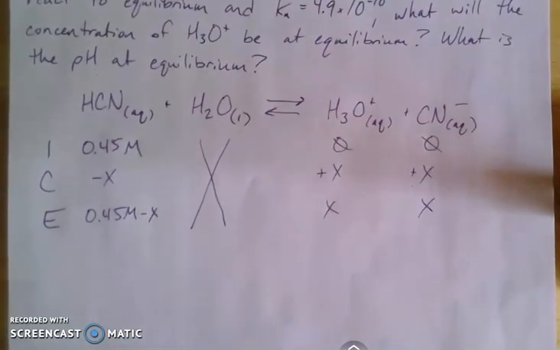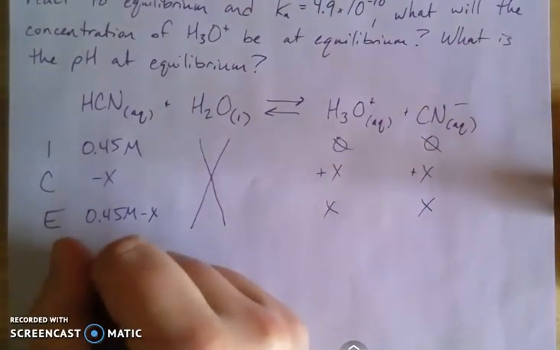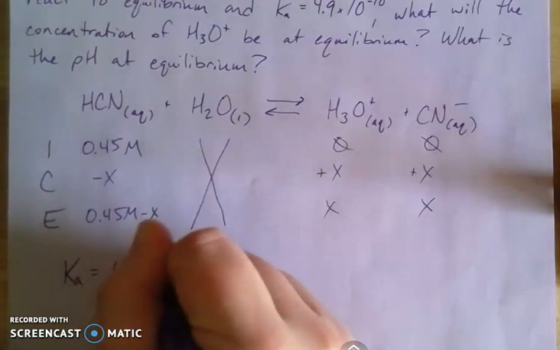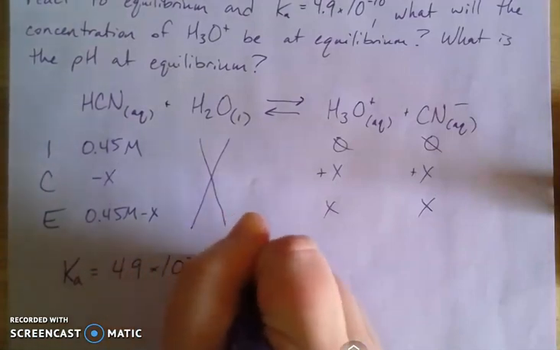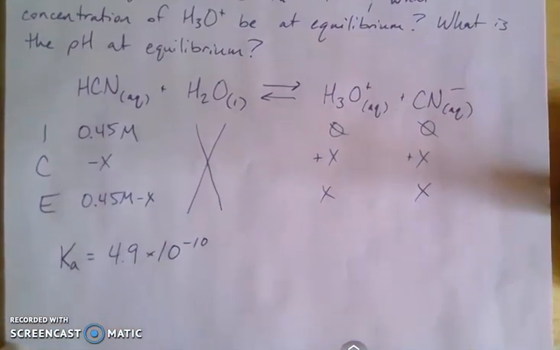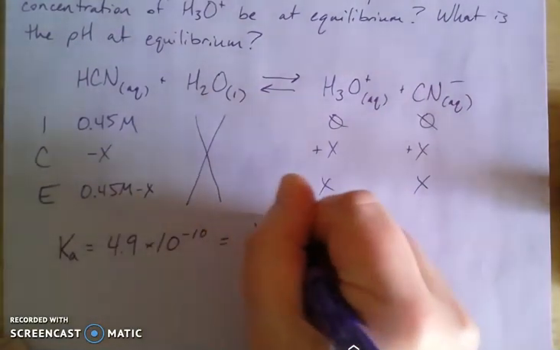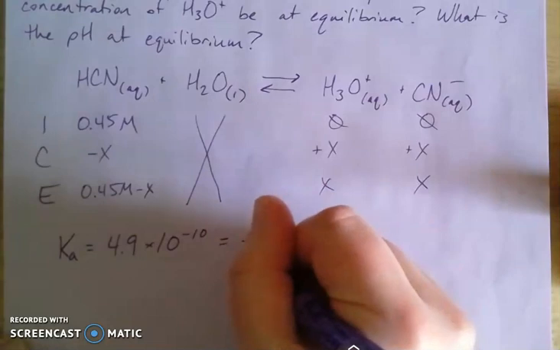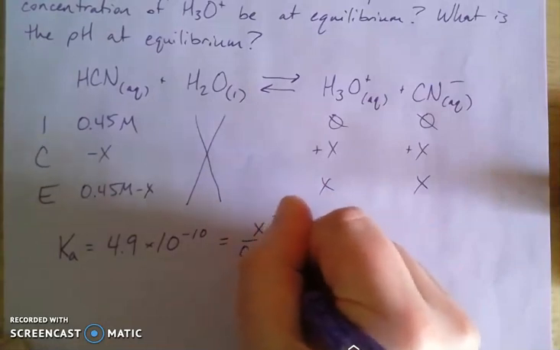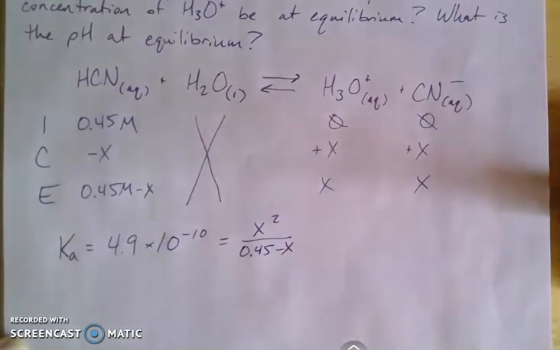Now we know the expression for our Ka, so here's our Ka, which has this teeny tiny magnitude. This is going to be equal to the concentration of our products, let's call that X squared, over our reactants. And I'm dropping my units there just for ease of calculation.